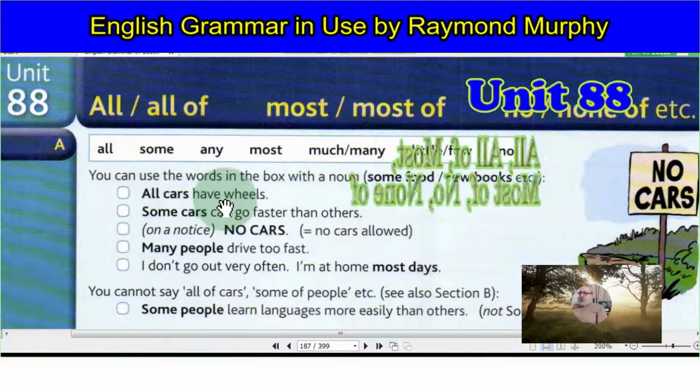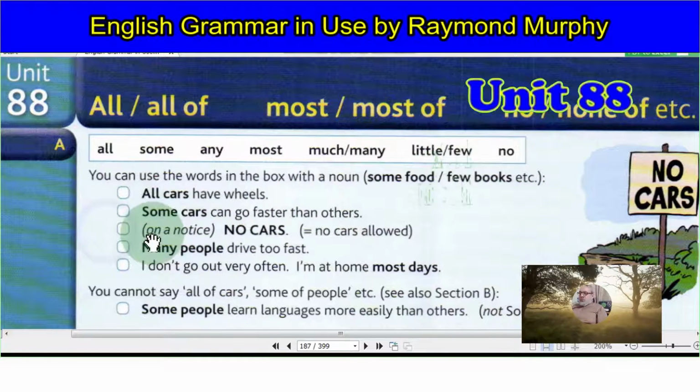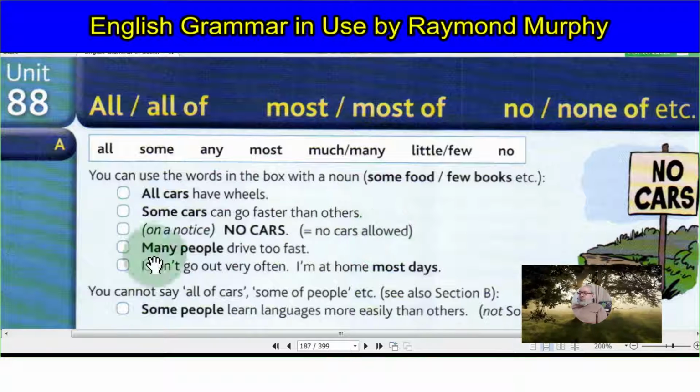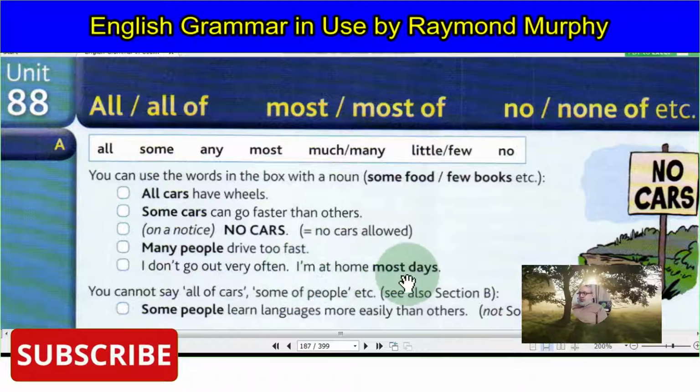All cars have wheels. Some cars can go faster than others. On a notice: no cars allowed. Many people drive too fast. I don't go out very often. I'm at home most days.